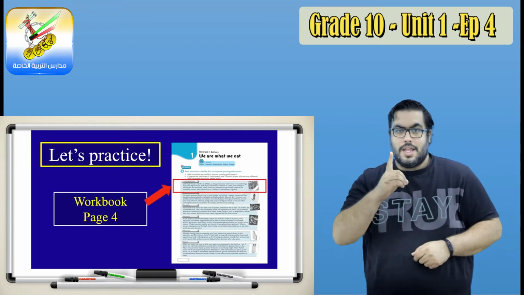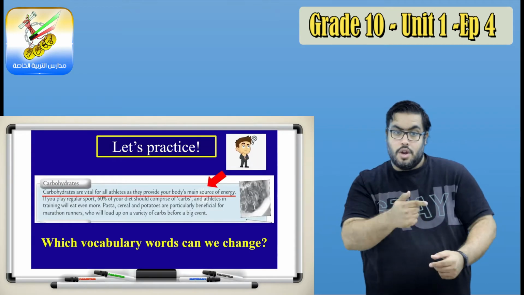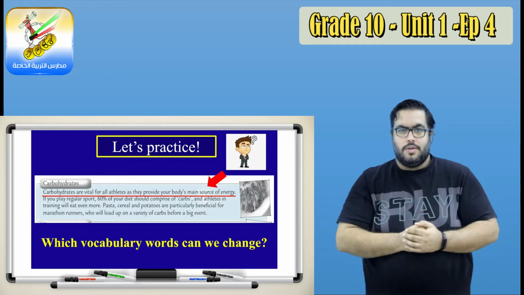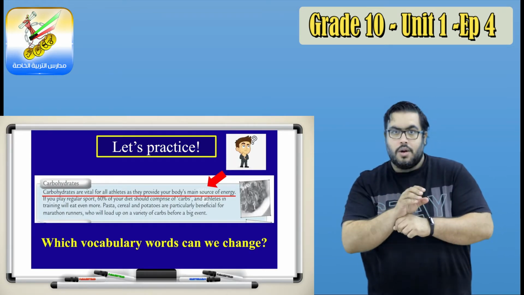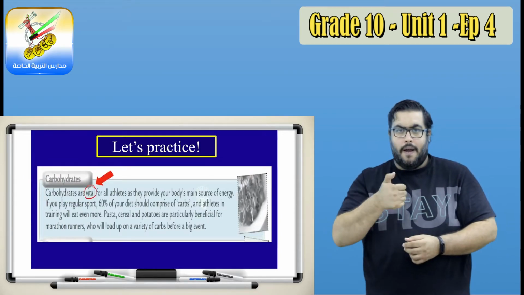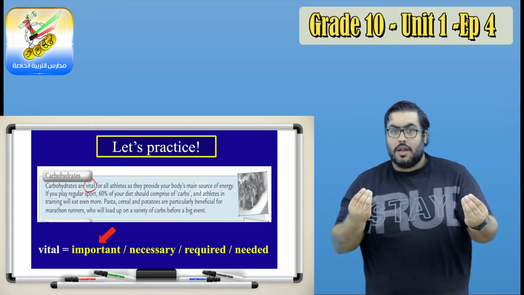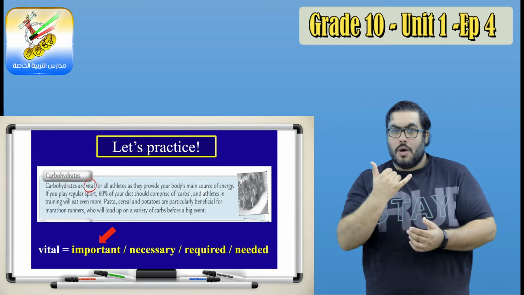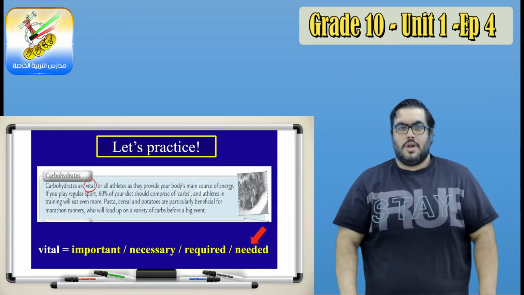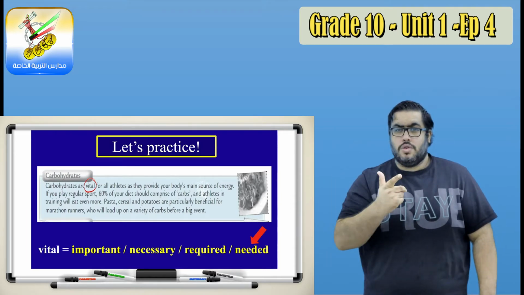We have this paragraph for carbohydrates. Let's look at the first sentence. Which are the vocabulary words that we can change in the sentence? What do you think? Well, we have the word vital. These are some of the meanings of the word vital. It means important, necessary, required, and needed. These are some synonyms for the word vital.